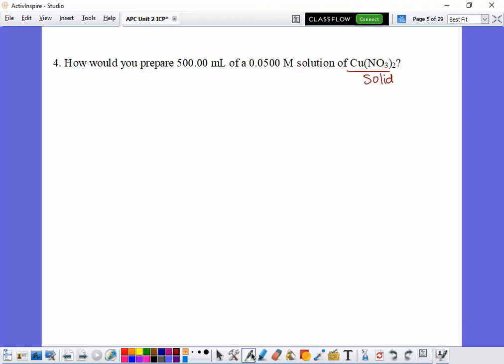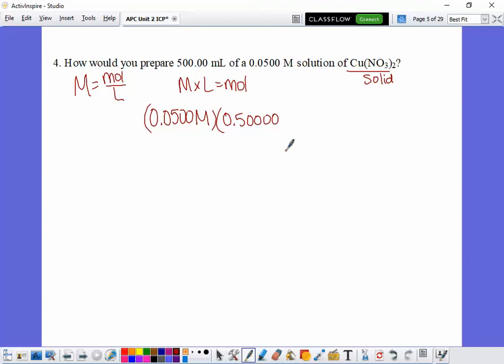Yeah, so we know the milliliters, we know the concentration. Remember, molarity is moles per liter. If I know the molarity and I know the liters, I can find the moles, because molarity times liters equals moles. Algebra, right? So my molarity is 0.0500. What's my volume in liters? 0.500000, because of those lovely sig figs that you love.